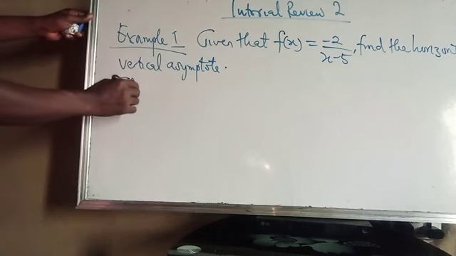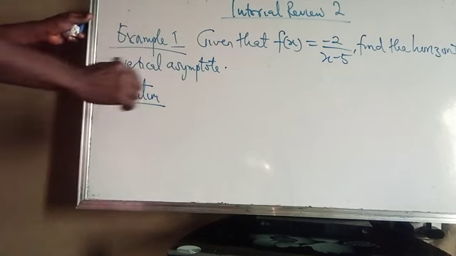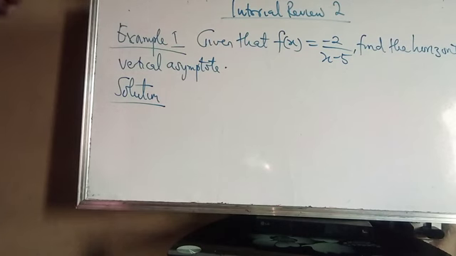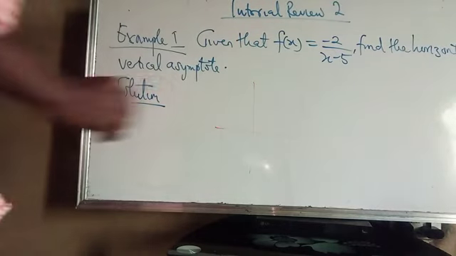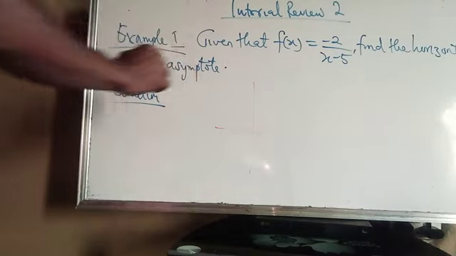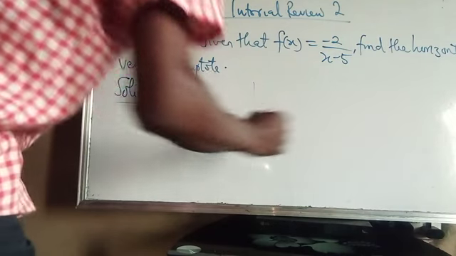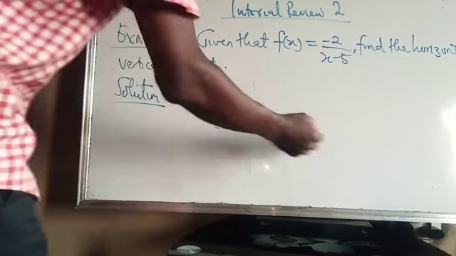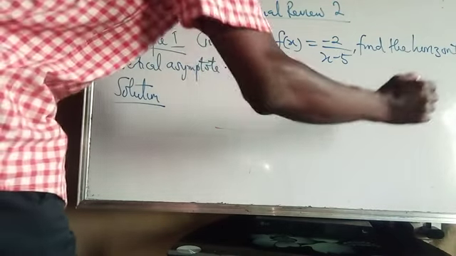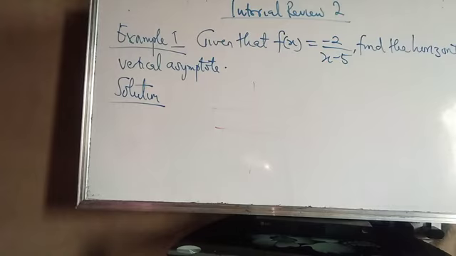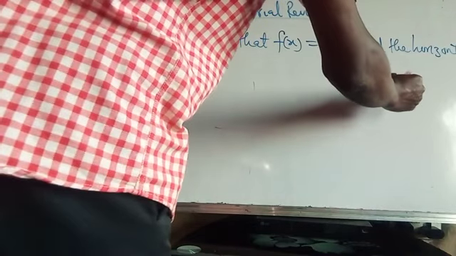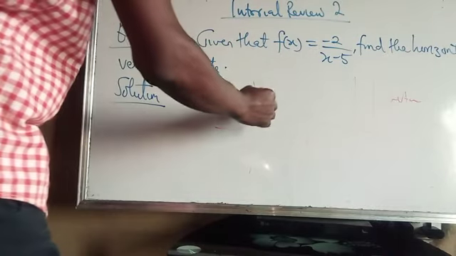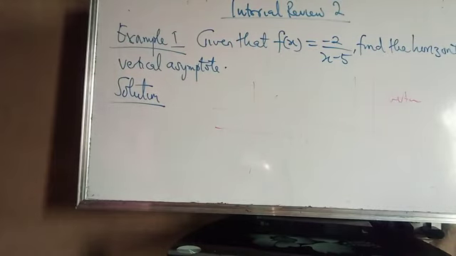Now, to find the horizontal asymptotes, what do we mean by horizontal asymptotes? If you have a graph, the horizontal asymptote is that particular line that is parallel to the x-axis. X is always on the horizontal axis, so the line that is parallel to it is what we call the horizontal asymptote, while the one that is parallel to the y-axis is the vertical asymptote.